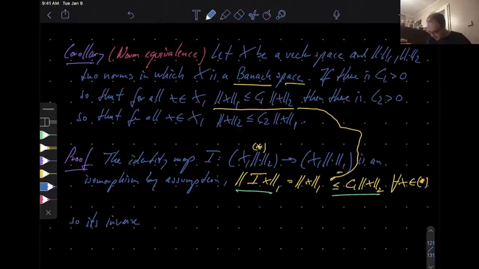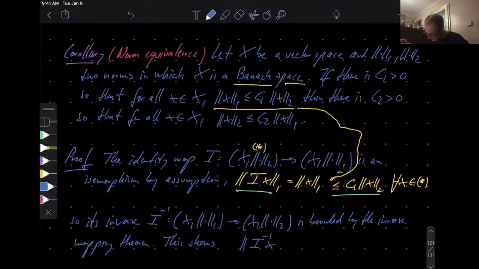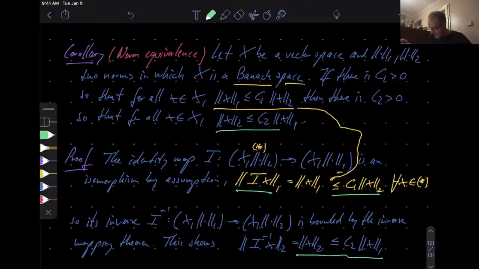And what's the inverse? It's I^-1, which goes the other way, but which has the same action. So from 1 to 2 it is bounded by the inverse mapping theorem. Okay, this shows: if you look at I^-1 now acting on x, and this being in the 2 norm, then by definition this is just this, and since it is bounded, there exists C2 such that this is less than or equal to C2 times x in the 1 norm. And there you have it. This green underlined thing is exactly the second one that I claimed up there.